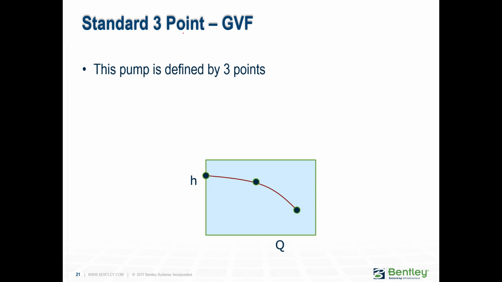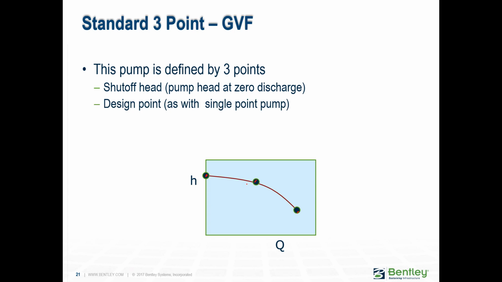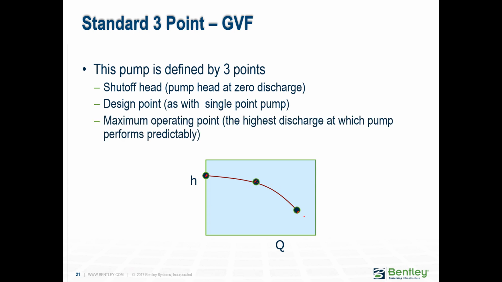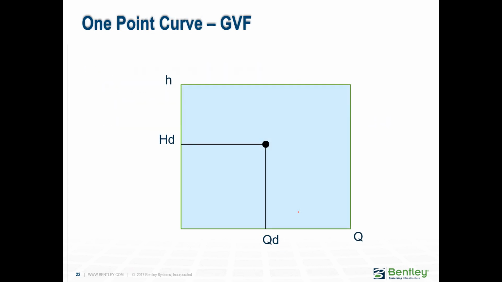For the GVF solver, typically you might use something like a standard 3-point curve. Basically, you need to enter these points, and then based on that, the software will calculate the entire curve. The 3 points are the shut off head, so when you have 0 discharge, what would be the pump head? The design point, and the maximum operating point.